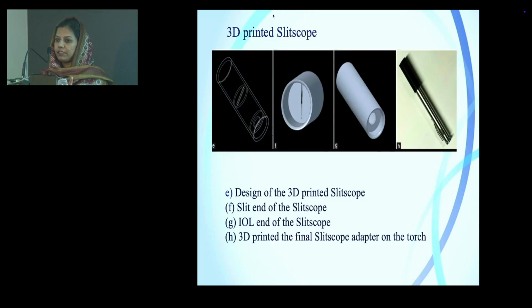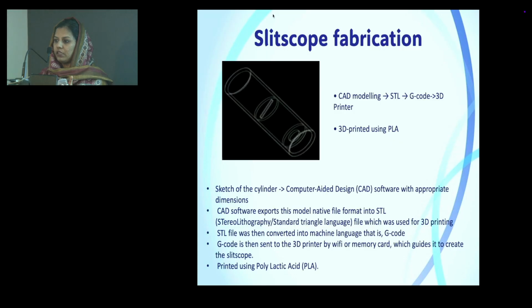This is the 3D printed model of Slitscope. The image shows the design of the 3D printed Slitscope, then the slit end of the Slitscope. Third is the IOL end of the Slitscope. Then the final 3D printed Slitscope adapter on the torch. Slitscope fabrication of the 3D printed model.